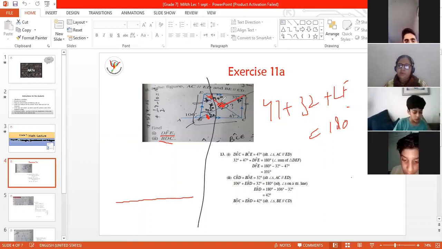This whole angle will be of 360 degrees. If we rotate it from each and every side, it will become 360 degrees. But one part of this angle is equal to 101 degrees. And we have to find only one part, DFE, which is the triangle DFE.